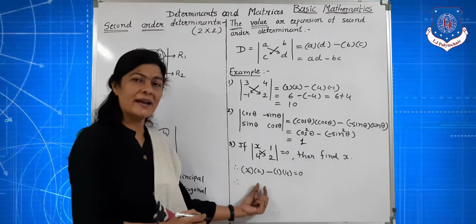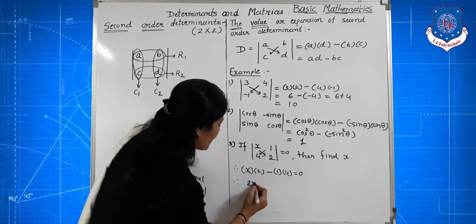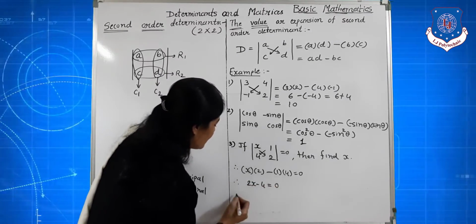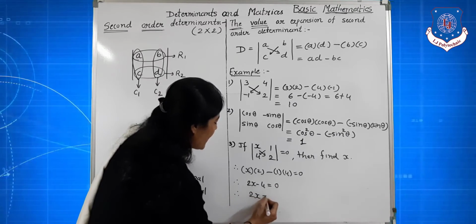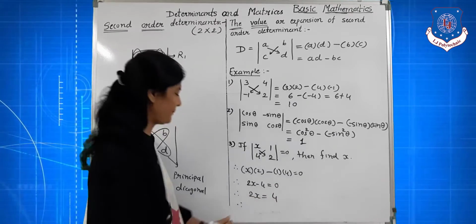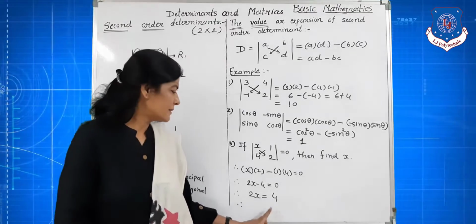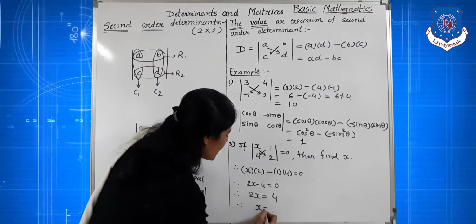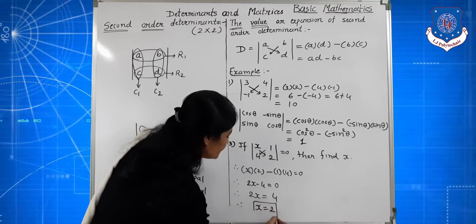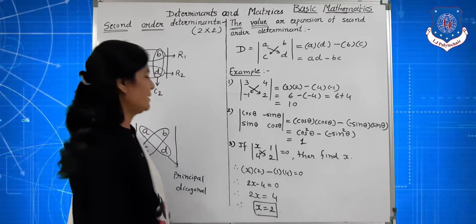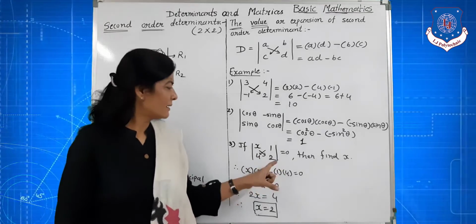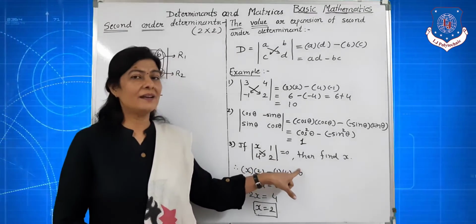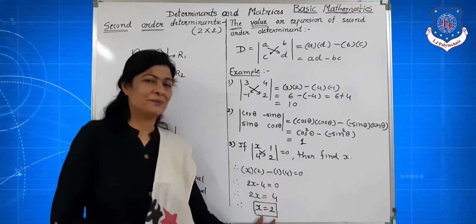So 2x minus 4 equal to 0. 2x equal to 4. So x equal to 4 by 2 equal to 2. So if this determinant is equal to 0, then value of x is 2.